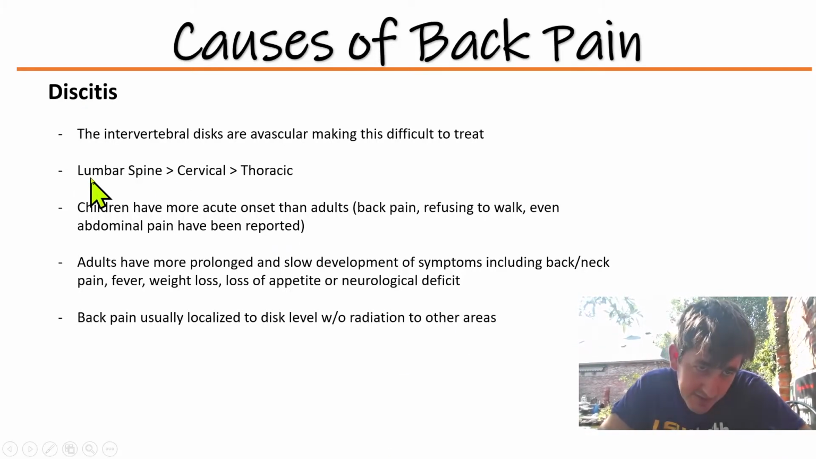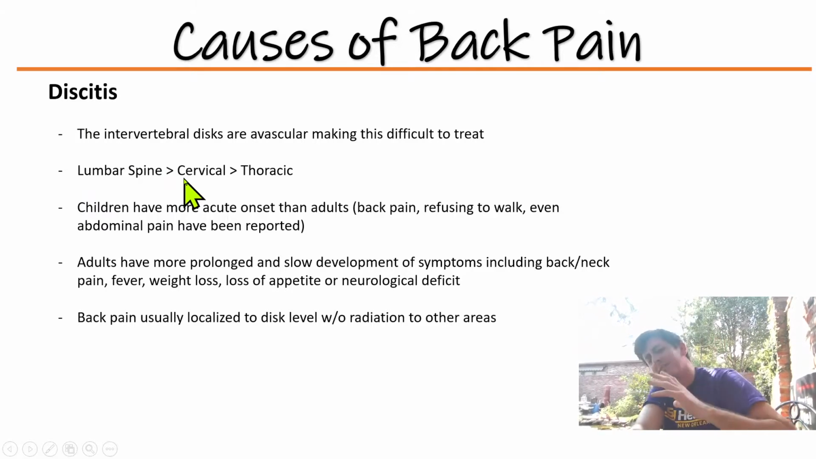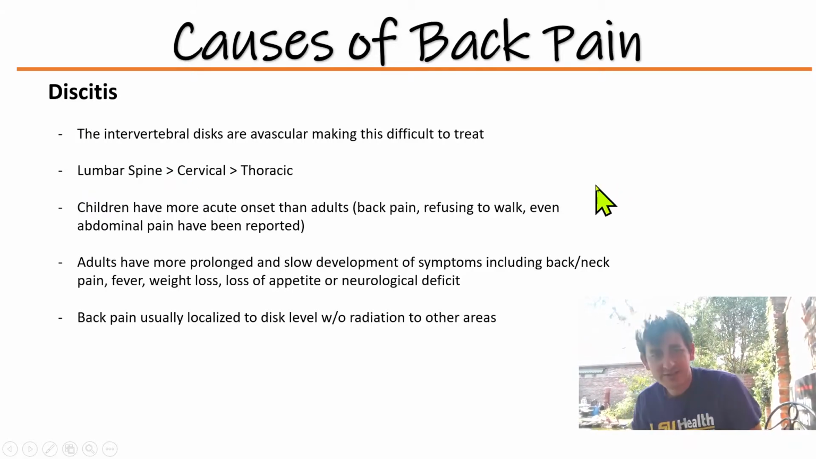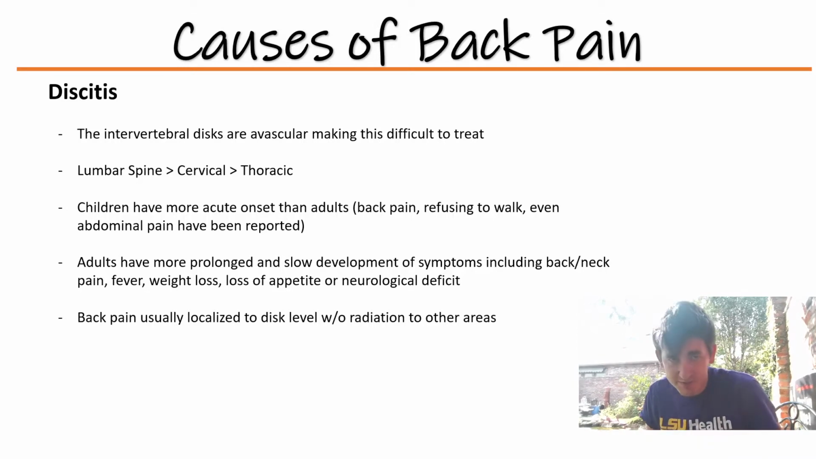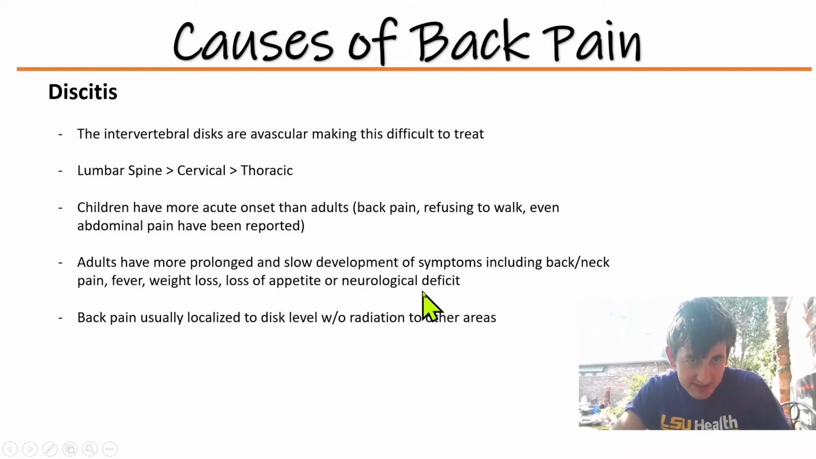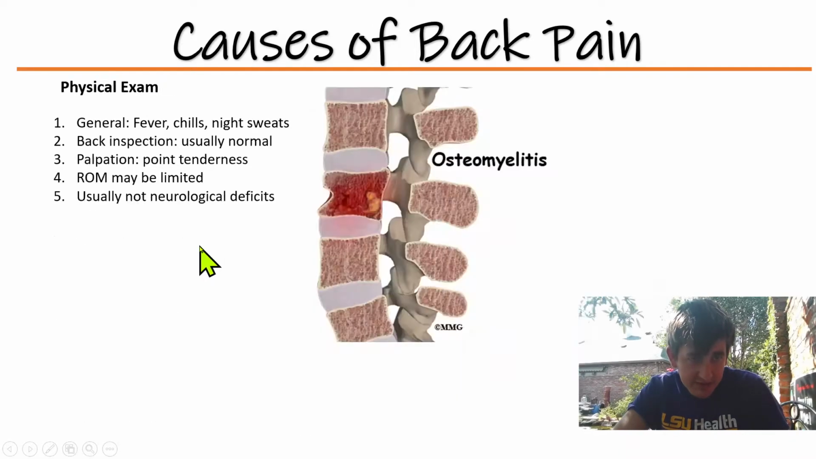So discitis is most common in the lumbar spine, then cervical, then thoracic. Children have a more acute onset than adults would. Children may have back pain, refusal to walk, and even may complain of abdominal pain. Adults have a more prolonged and slow development of symptoms, usually including back and neck pain, fever, weight loss, loss of appetite, or neurological deficit, which is rare, but it can happen in this case.